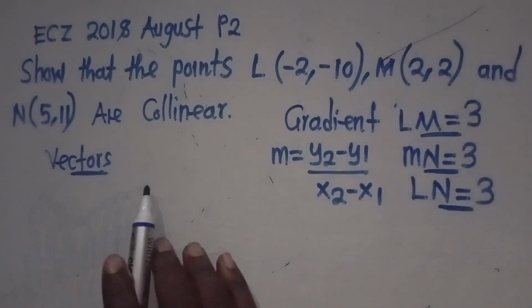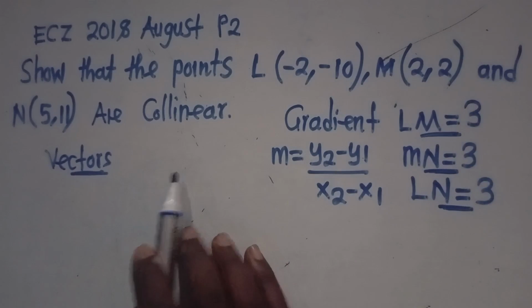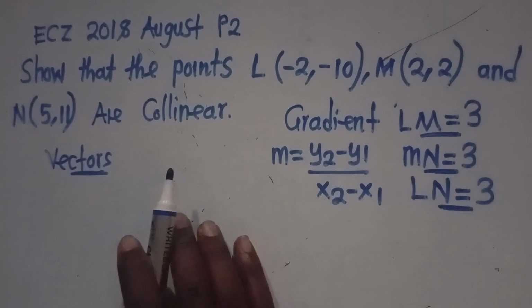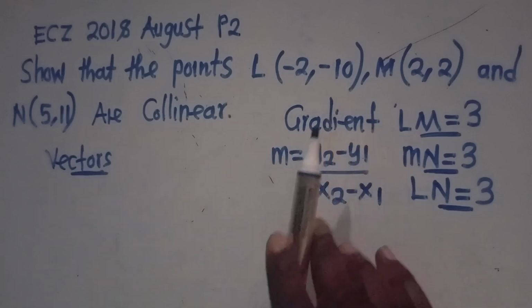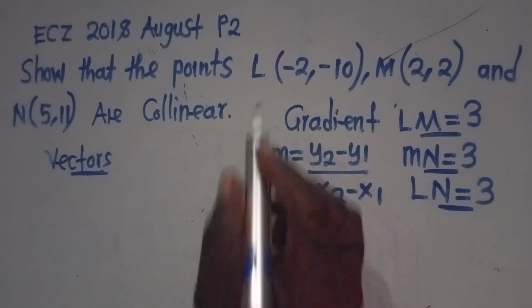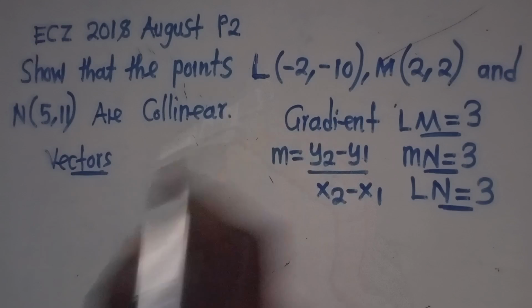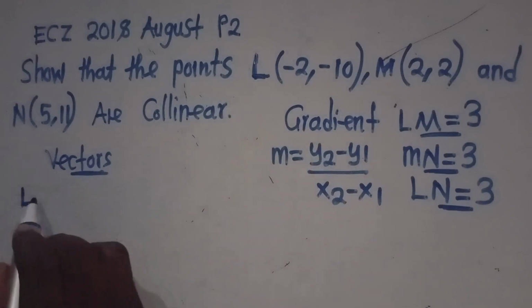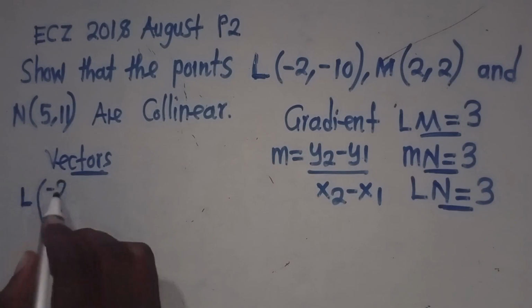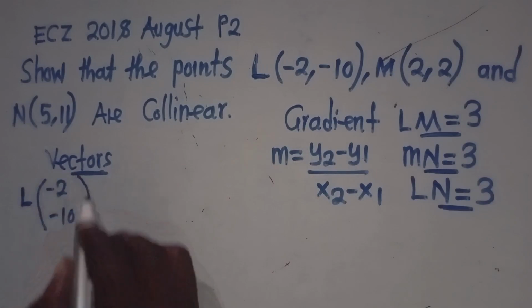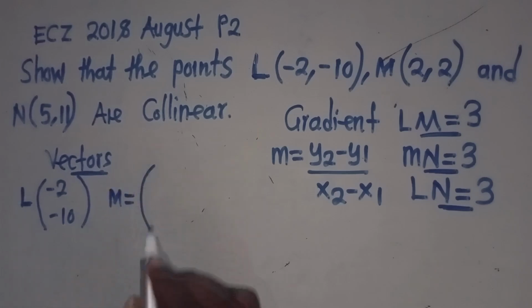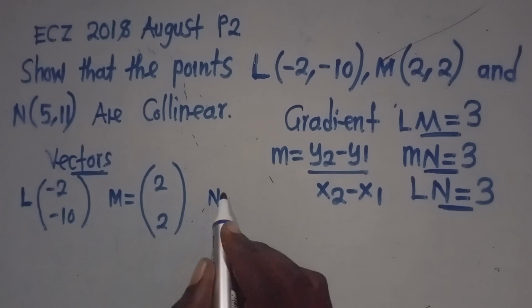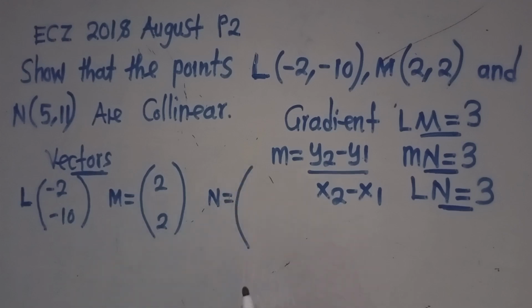So on this particular question now, the way this one is, what you are supposed to do is something different. These are points, so we can turn them to be vectors. So what we are going to do is, we've got L. You are given L there, which is (-2, -10). You are given that vector. We are going to say that that is a vector. Then M, which is (2, 2). Then you are given N. These are points that you are given.